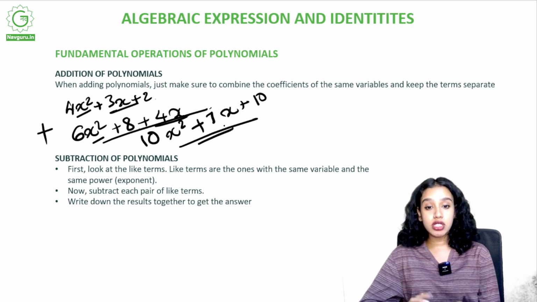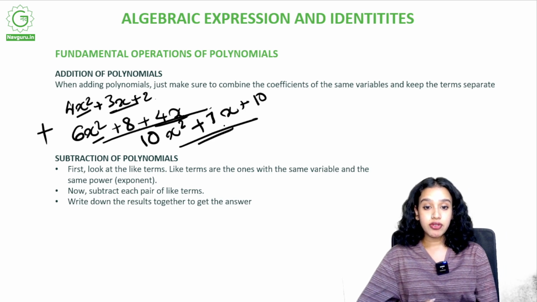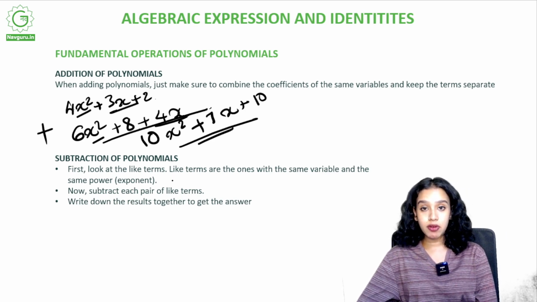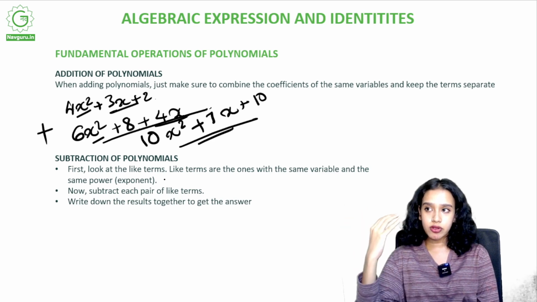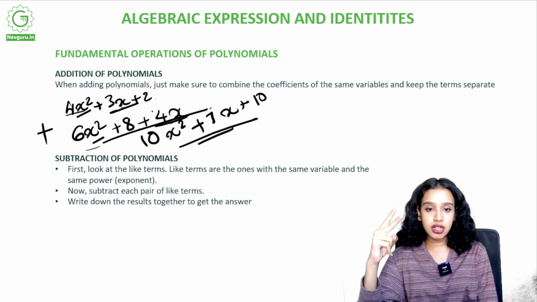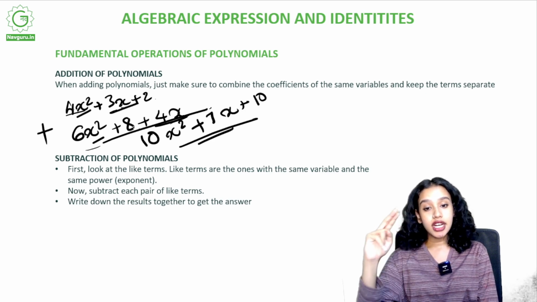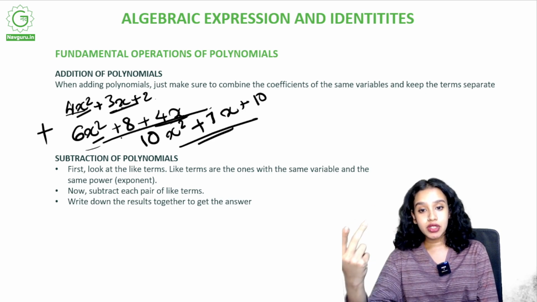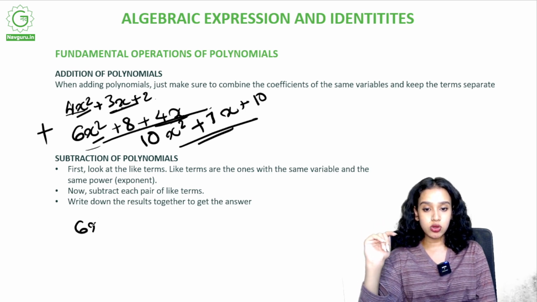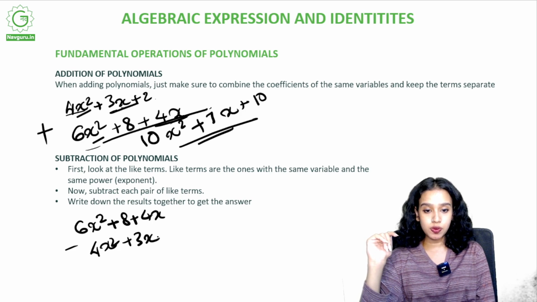Now let's look into the subtraction of polynomials. First, look at the terms. Like terms are the ones with the same variables and same power. So basically what we're doing is we'll sort out like terms, like these two are like terms, these two are like terms and these two are like terms, right? Now we'll subtract each of the pair. Just like we did with addition, let's do the opposite, which is 6x square plus 8 plus 4x minus 4x square plus 3x plus 2.